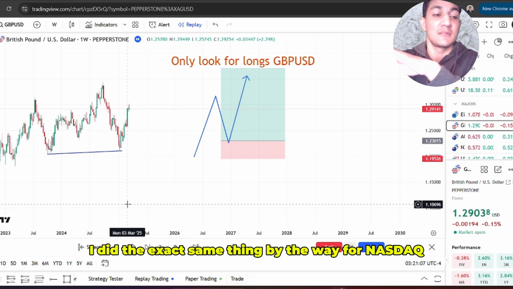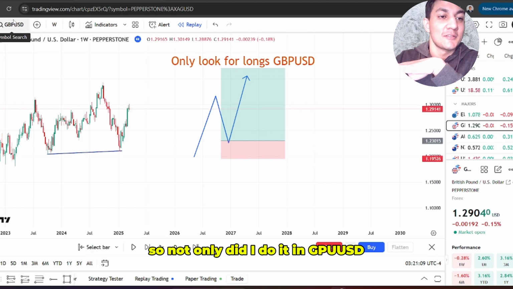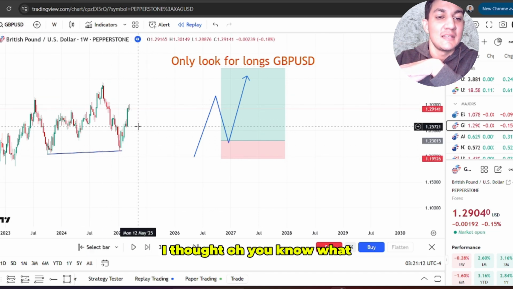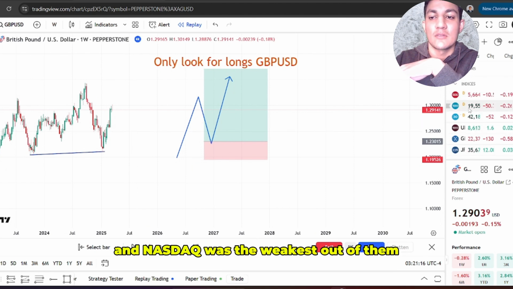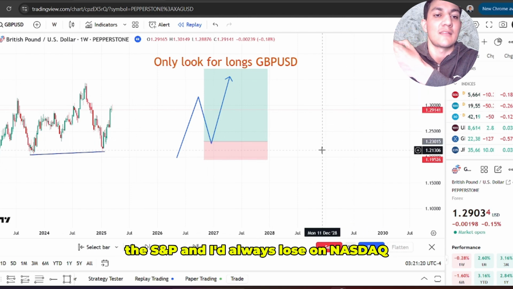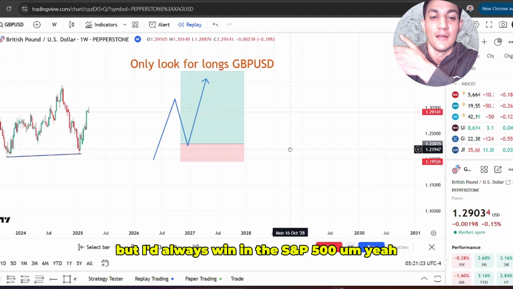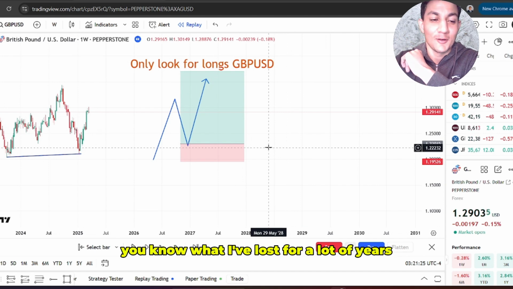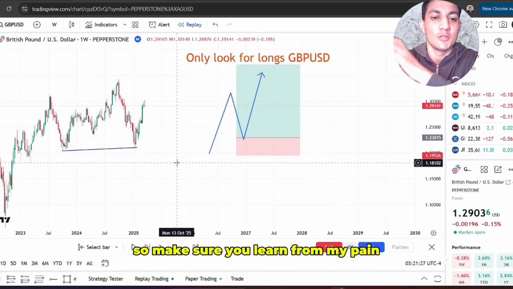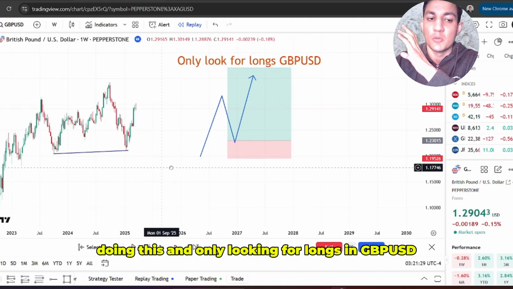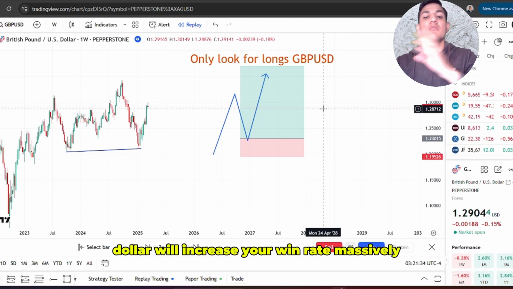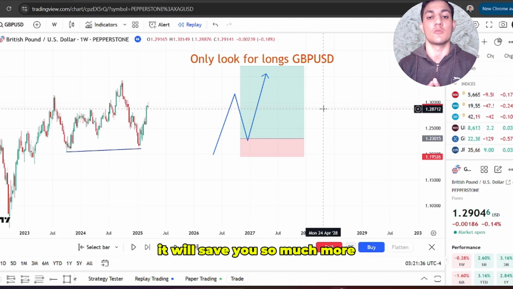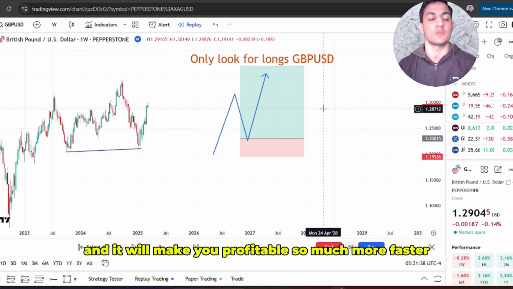I did the exact same thing, by the way, for NASDAQ. So not only did I do it in GBP USD, I thought, oh, maybe I'm bad at Forex. I'd go into NASDAQ, I'd only look for longs, and NASDAQ was the weakest out of the S&P. And I'd always lose on NASDAQ, but I'd always win in the S&P 500. I've lost for a lot of years. So make sure you learn from my pain. Only looking for longs in GBP USD, only looking for shorts in euro dollar will increase your win rate massively. It will save you so much pain, and it will make you profitable so much faster.